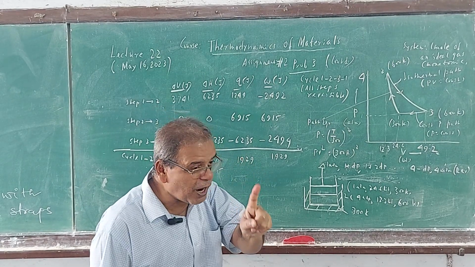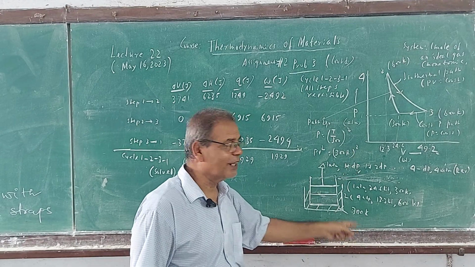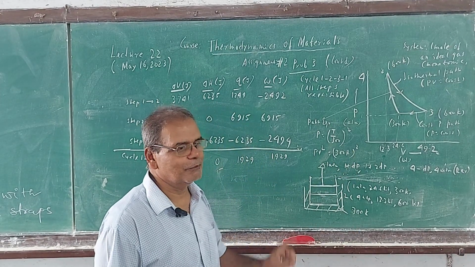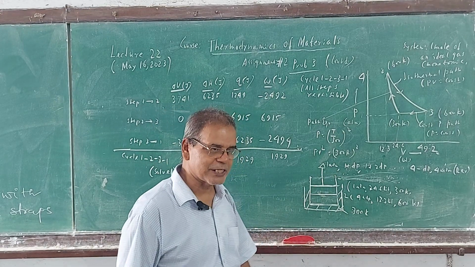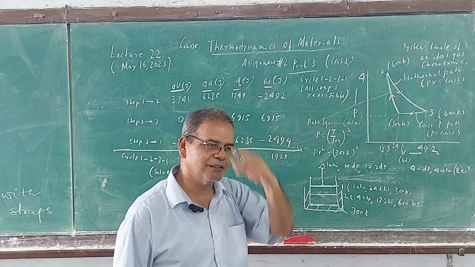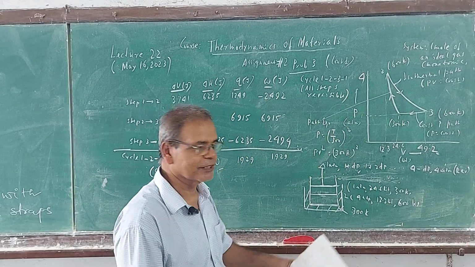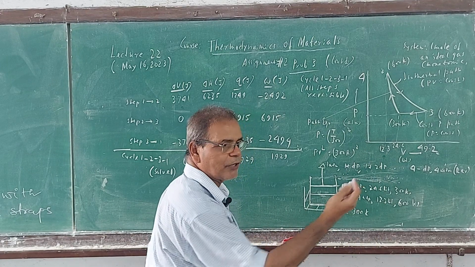So you see, in each case we work in only one place, maybe here or here. But here you work in both places, both aspects of the surrounding. One is external pressure, which should change reversibly, and the thermostat is also surrounding. This surrounding should change, and the system will follow accordingly.